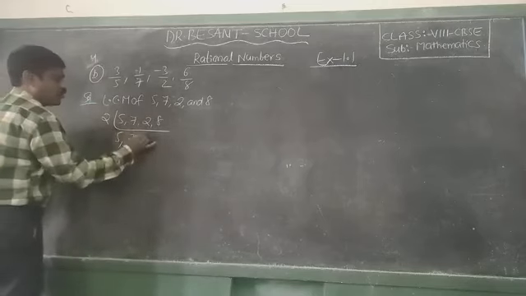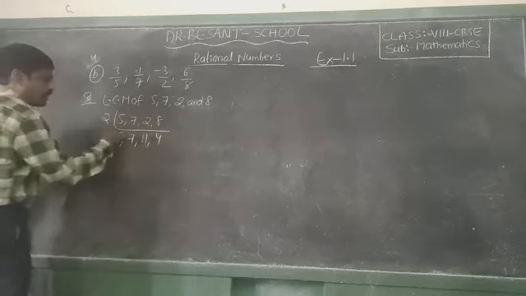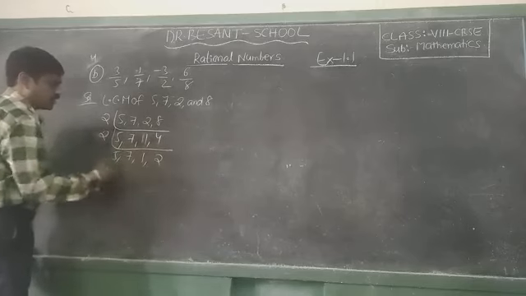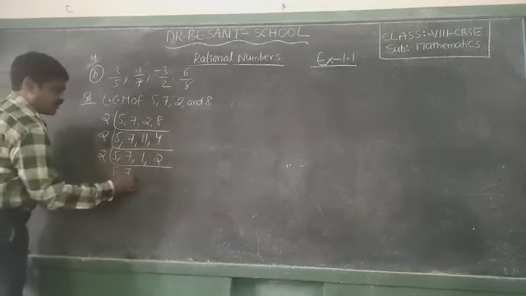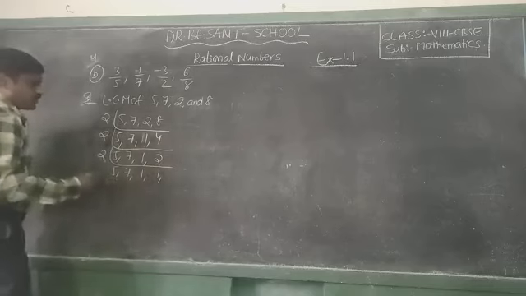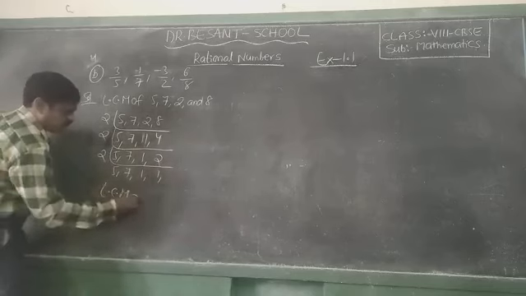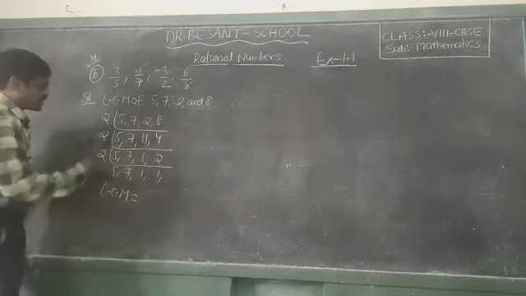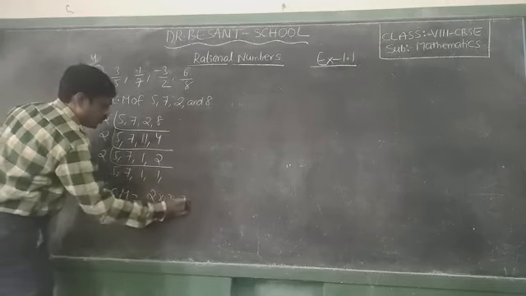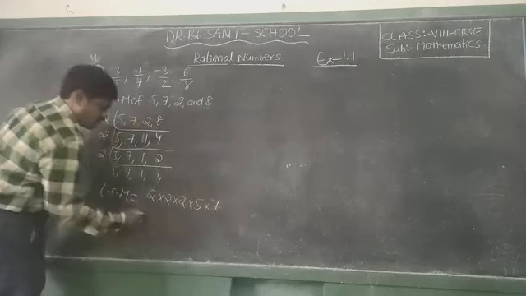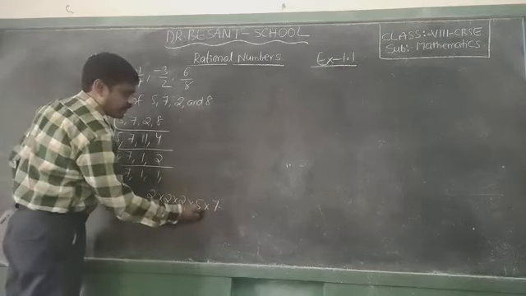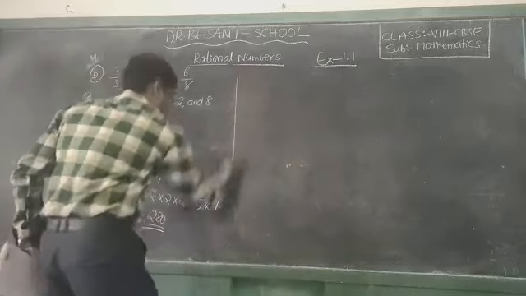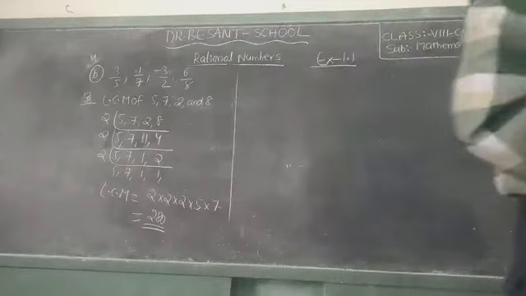5, 7, 4, 2 1s are 2, 2 4s are 8. Next. So 2, 5, 7, 1, 2 2s are 4. Next 5, 7, 1, 2 1s are 2. So we know that LCM is equal to, 5 and 7 are prime numbers. That's why 5 1s are 5, 7 1s are 7 only. There are no common factors. That's why 2 into 2 into 2 into 5 into 7. 2 2s are 4, 4 2s are 8, 8 5s are 40, 40 7s are 280. So LCM is equal to 280.